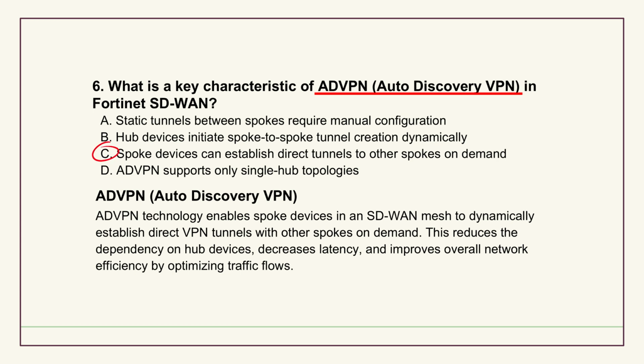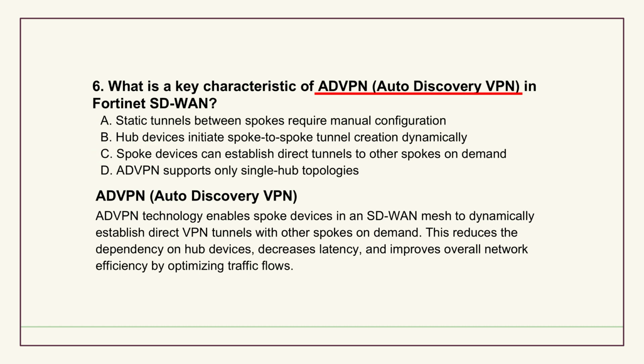So it bypasses the hub for that specific flow. Exactly. That cuts down latency, reduces the load on the hub. Really good for real-time traffic between branches. And the source mentioned trying to do that with static tunnels between all spokes. Oh, yeah. Imagine manually configuring tunnels between hundreds of spokes. It'd be a nightmare. AD-VPN automates that spoke-to-spoke part.